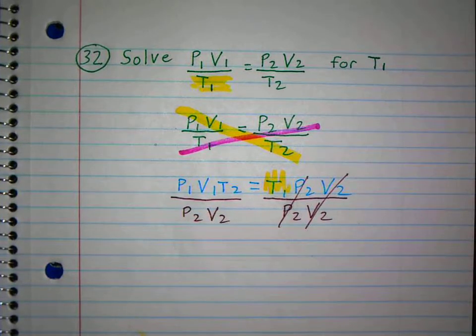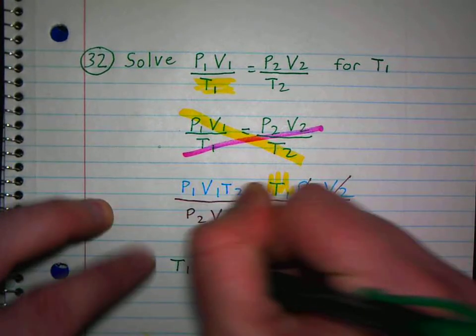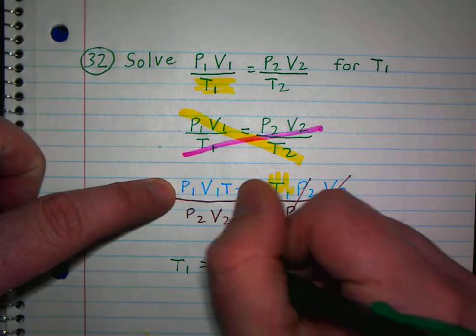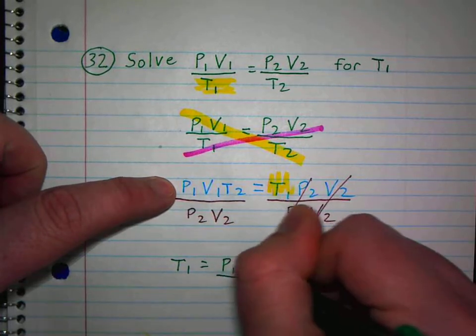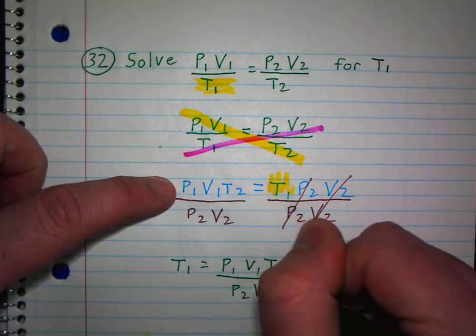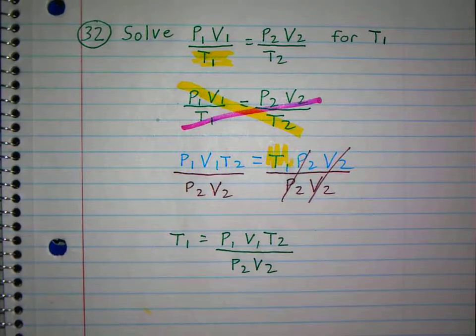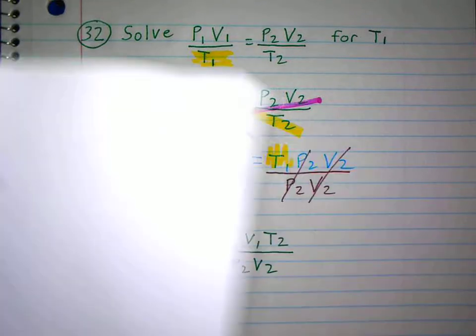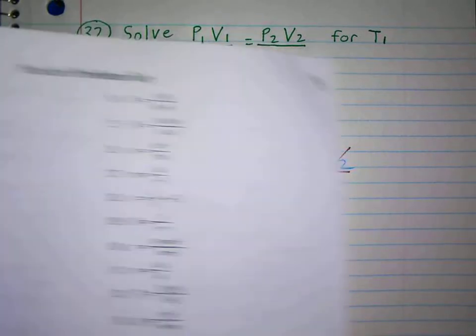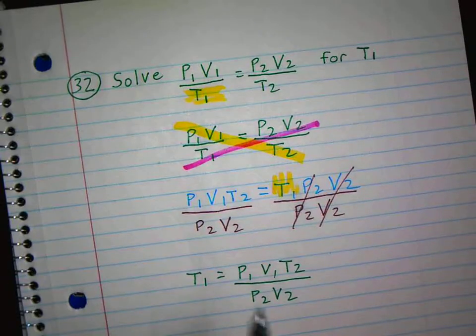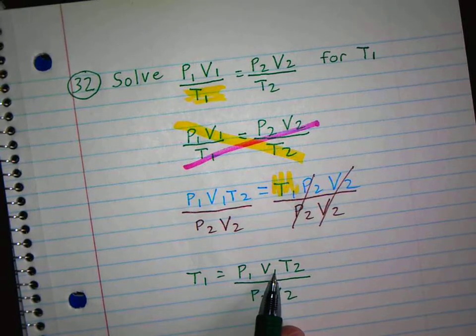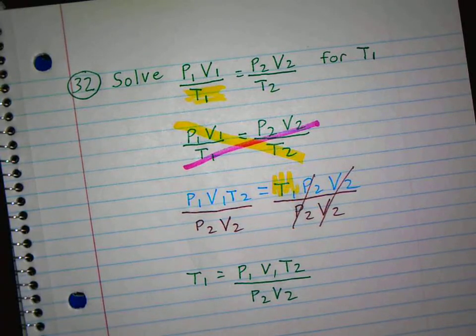So my answer is T1 equals P1 V1 T2 divided by P2 V2. Check my answer. Notice they did T2 P1 V1. They did T2 P1 V1. And so the order is a little bit different, but the order doesn't matter when you multiply. Okay? So it is the same thing.